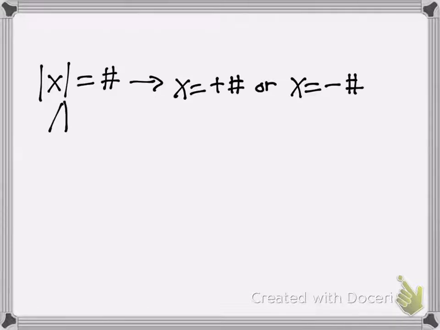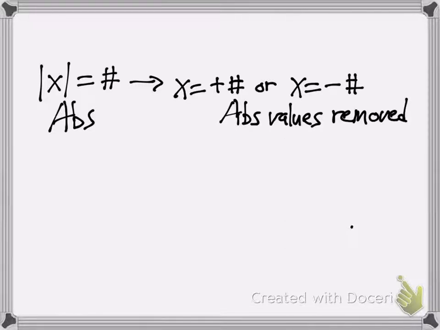This column over here is going to have absolute values, and this is going to be absolute values removed. All right, is that making sense? So if you have absolute values equal a number, then x can be the positive or the negative of that number. I think an example, well, let me write out the 3 cases, and then I'll do examples, which will make more sense. Yeah, that's probably the best way to go.